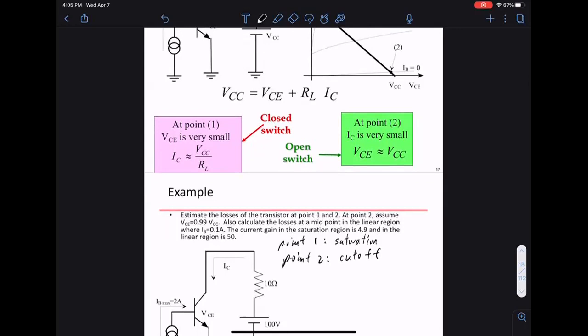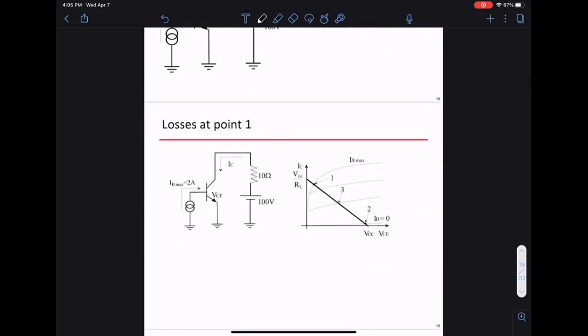Let's say loss at 0.1. Recall 0.1 is the saturation region. Let's look at how much loss we're having here. So the total loss. Where are the losses in the transistor coming from?